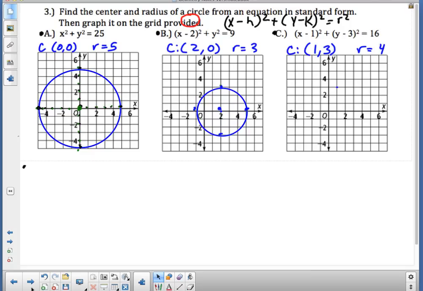Go to 1, 3. 4 out. 1, 2, 3, 4. 1, 2, 3, 4. 1, 2, 3, 4. Draw my circle. And I'm done.